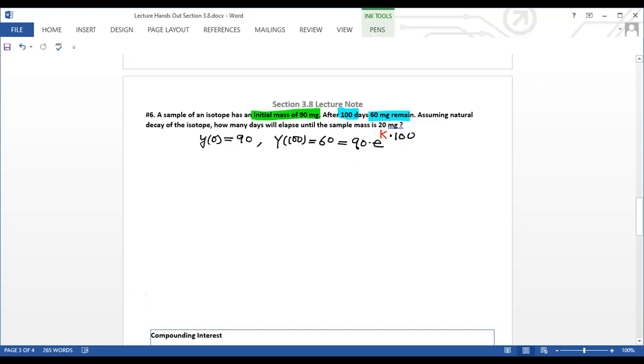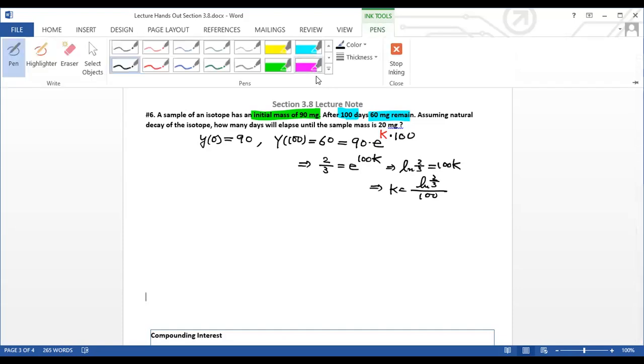Okay, now let's try to solve it. So I divide by 90, so this is 2/3 is equal to e^(100K) here. So now I take the natural log of both sides. So this is natural log of 2/3 is equal to 100K here, right? So K is equal to natural log of 2/3 divided by 100, right? This is my K, good.